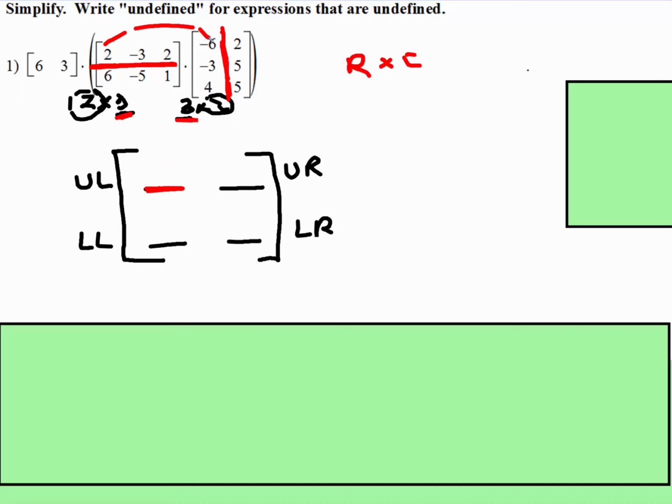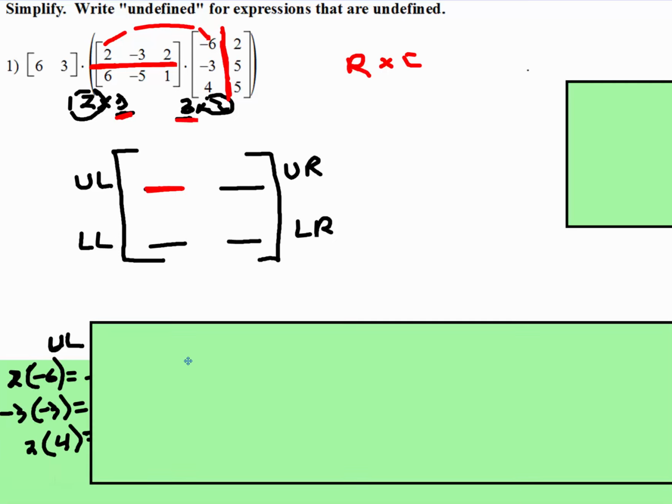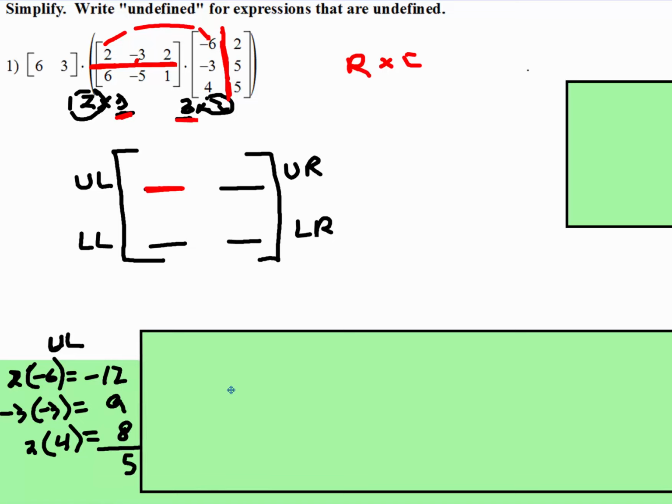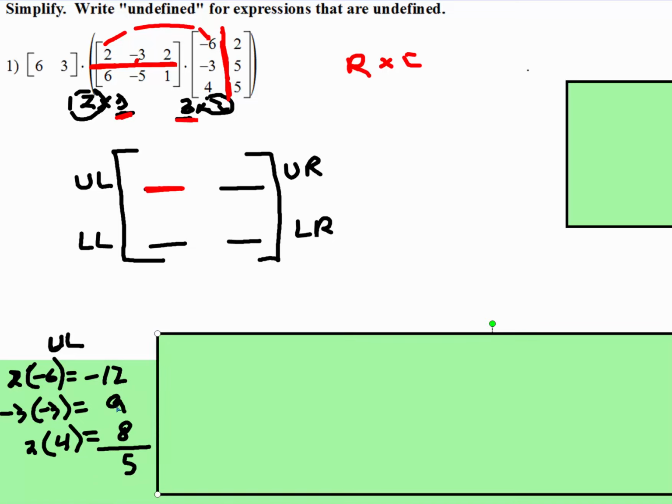So look at what we have. The first in the top row times the first in the column. The second in the top row, the second in the column, third in the top row by third in the column. So this is what that looks like. So 2 times -6, -3 times -3, 2 times 4. And when you simplify all of that, -12, 9, 18, add all of that, and you end up with 5.